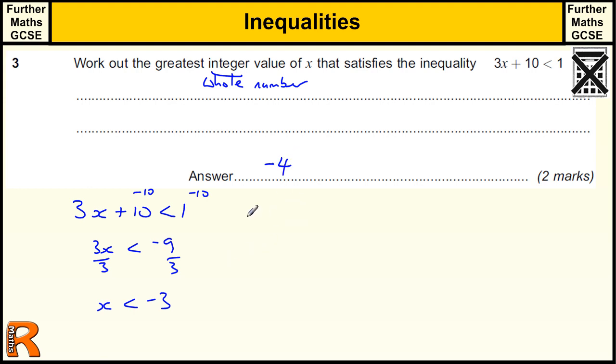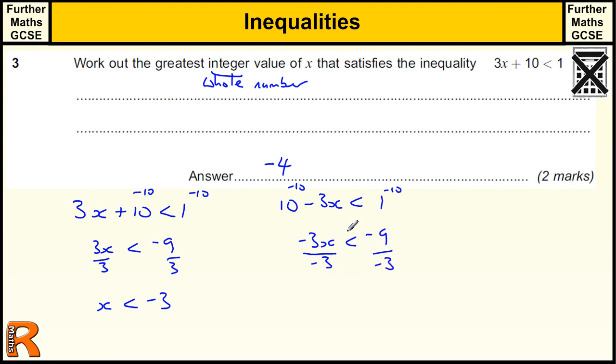Now I just want to point out when this sort of idea breaks down, is when we have something like this. If we had 10 minus 3x is less than 1, let me treat this like an equation, so we take away the 10. We'd have minus 3x is less than minus 9. Now to get to x we need to divide by minus 3.